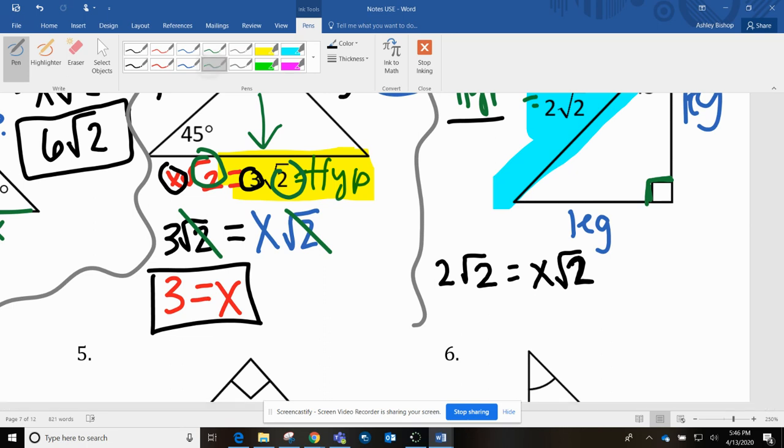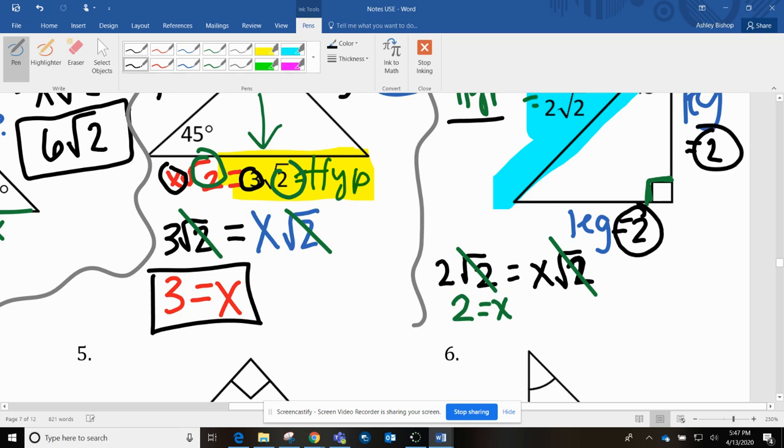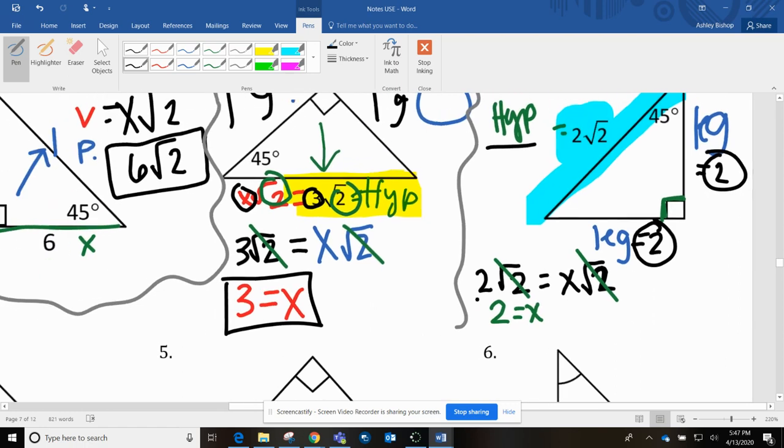Then remember, I have a square root of 2 on both sides of the equal sign, so I can cancel those. And then I just write what I'm left with: 2 equals x. You always want to find what x is equal to so you can find your legs. So if 2 is equal to x, then this leg is equal to 2 and this leg is equal to 2 because they are both equal to x. Again, please pause this video at any time if you need help with this.